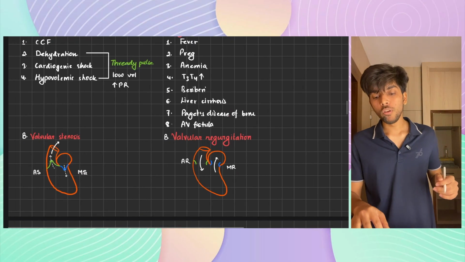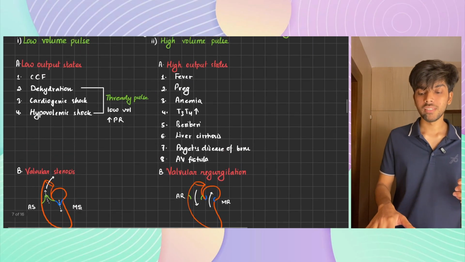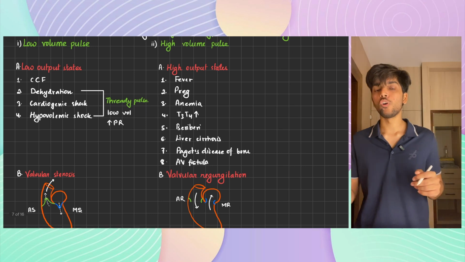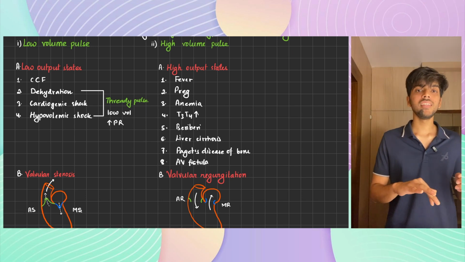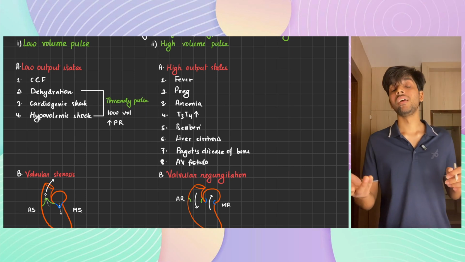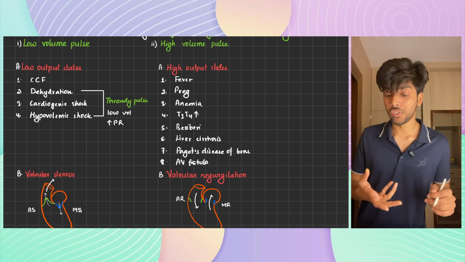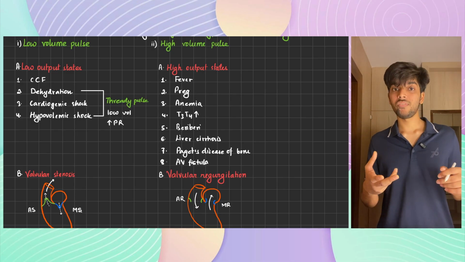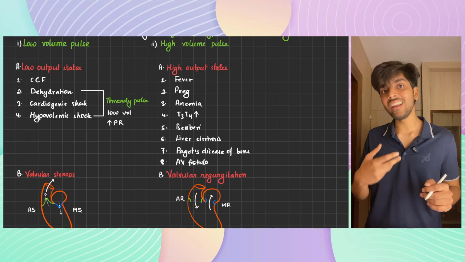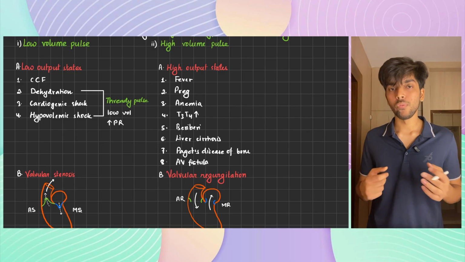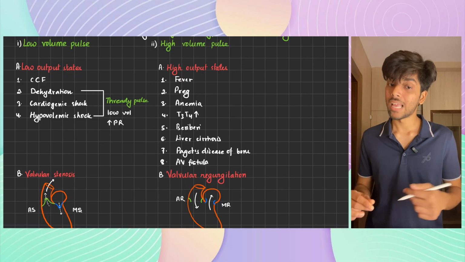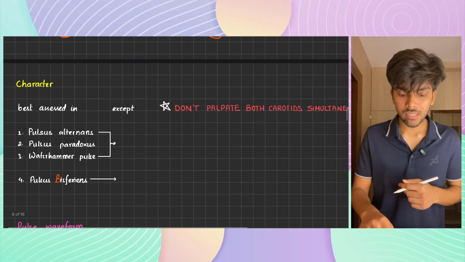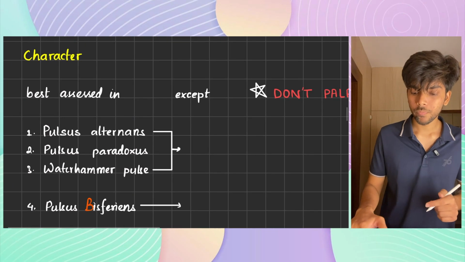So low volume pulse is seen in low output states, high volume pulse is seen in high output states. Low volume pulse is seen in stenotic lesions of valve, like mitral stenosis and aortic stenosis, while high volume pulse is seen in regurgitant lesion of valve, like aortic regurgitation and mitral regurgitation. And with that, we are done with the volume of pulse as well. Up next, character of pulse.